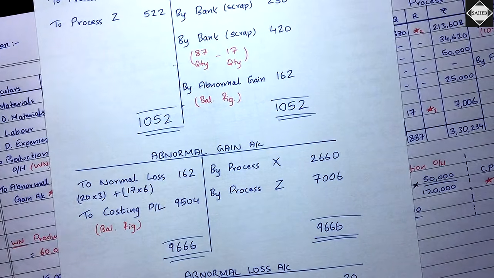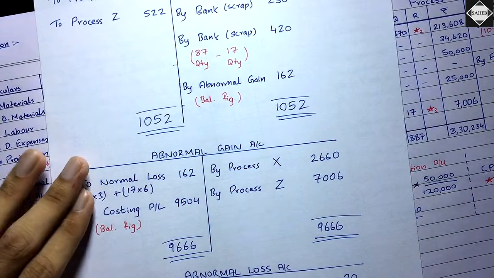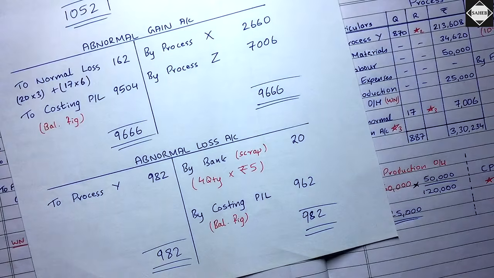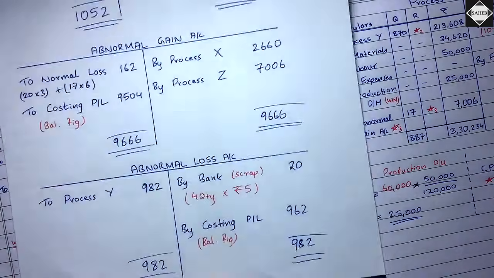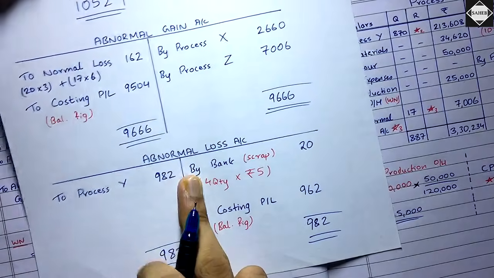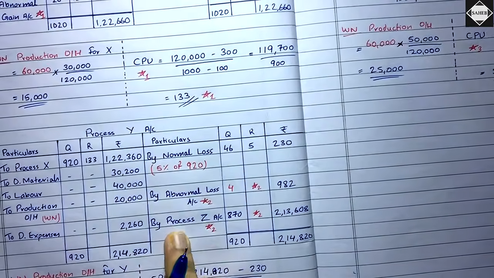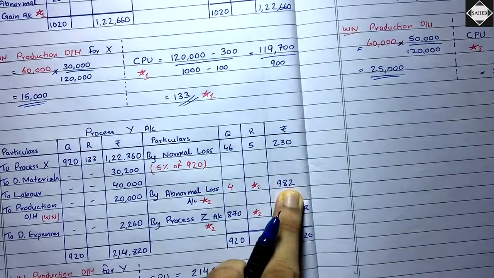Is that clear? So this is how you will prepare the abnormal gain account. You understood that? Then we have abnormal loss. Now in the abnormal loss account, again the same cross postings. In process Y we had abnormal loss, isn't it? See here, abnormal loss of 982.